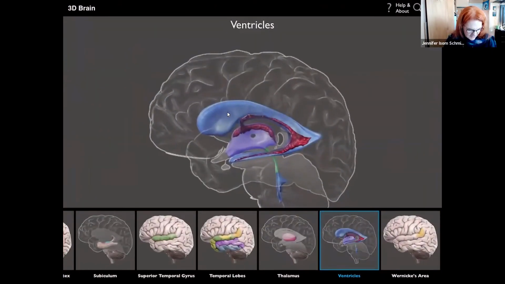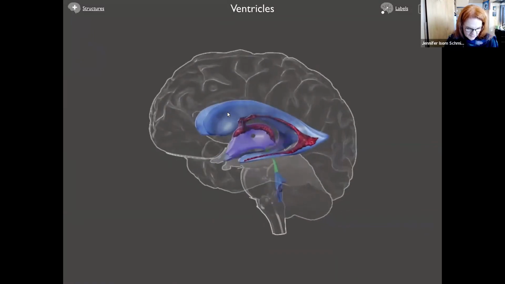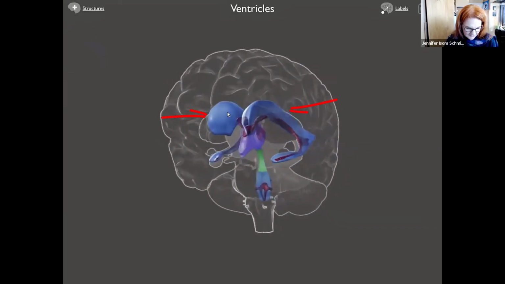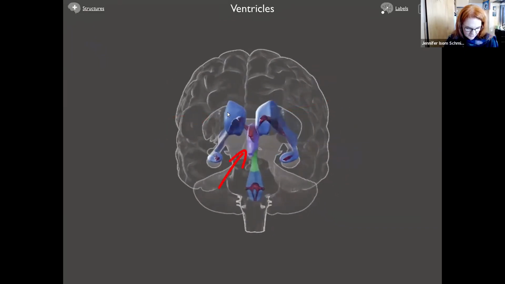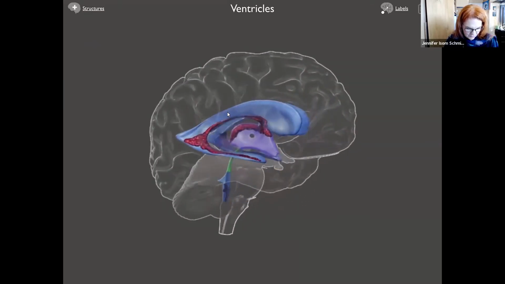And when you do, you'll see that it's already opened up to the ventricles because I was just showing that last class. But what you do is you can open up the ventricles and then you can rotate the brain. So you can see here we've got the lateral ventricles, right? The left and the right. And then you've got the third ventricle in the middle, and then the cerebral aqueduct, and then the fourth ventricle.